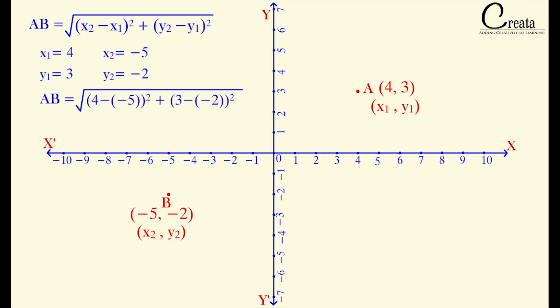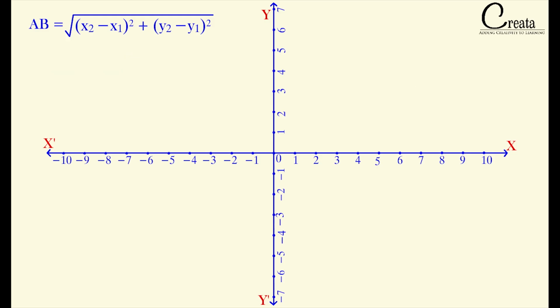Let's see whether this formula is applicable or not. Okay, let's put the value. (4 minus minus 5) whole square plus (3 minus minus 2) whole square. On solving, we got our result as root of 106. This result is matching with our previous answer. So we can say this formula is also applicable when the 2 points are in the 2 different quadrants.